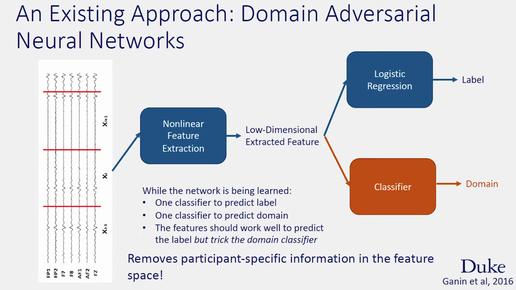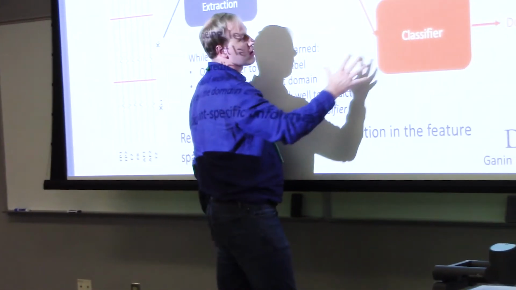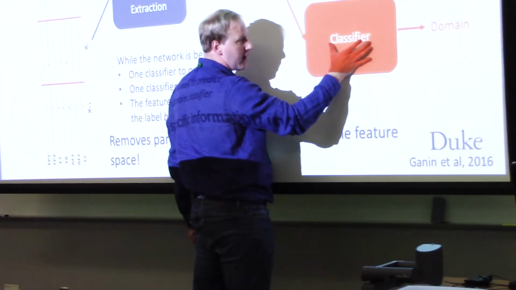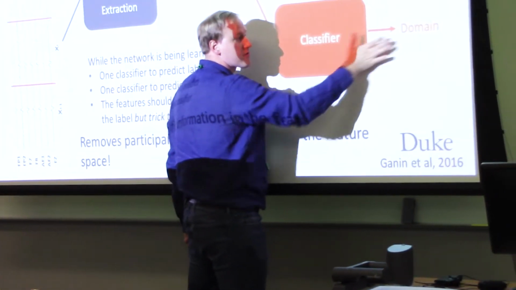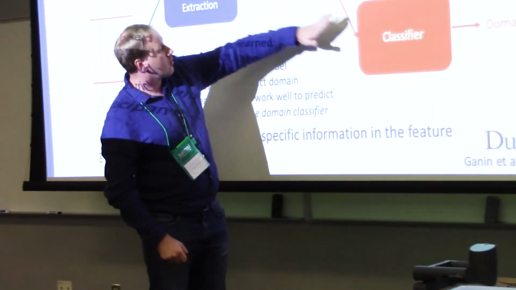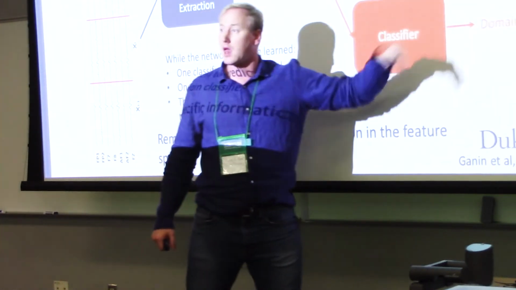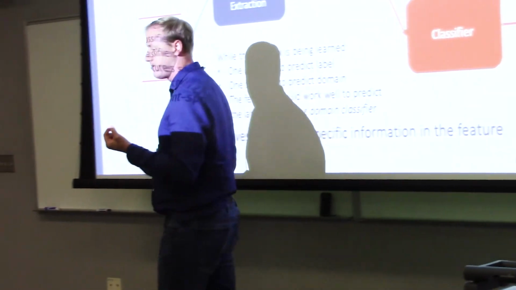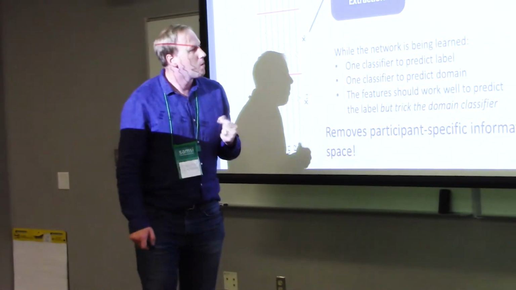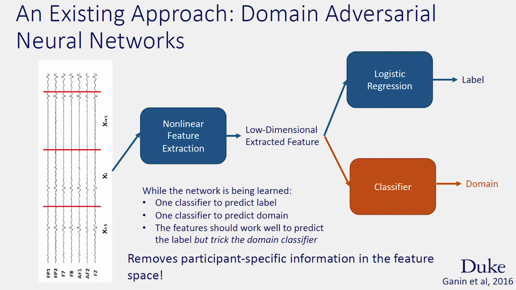But in this domain adversarial neural network, you also take a classifier that is going to predict the domain. It takes your low-dimensional features and tries to predict the domain as well as it possibly can. Your logistic regression tries to predict the outcome as well as it possibly can, and the classifier tries to predict the domain as well as it possibly can. Domain is the person here, yes.